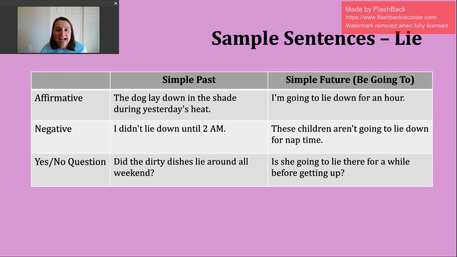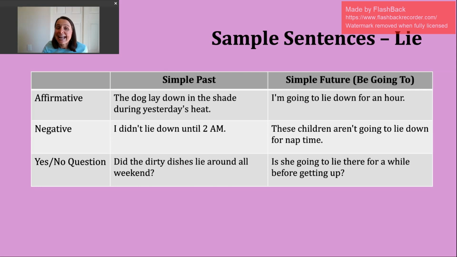The dog lay down in the shade during yesterday's heat. So hopefully you can see here that we have the irregular form of our verb, because this is past tense. And this form is going to be used no matter what our subject is. So if there had been two dogs, I might say the dogs lay down in the shade. The verb doesn't change based on the subject.